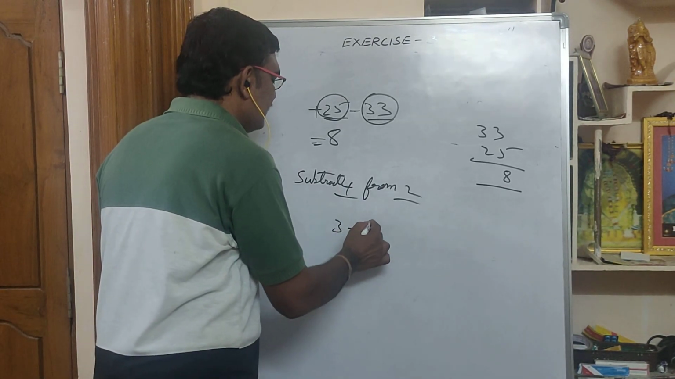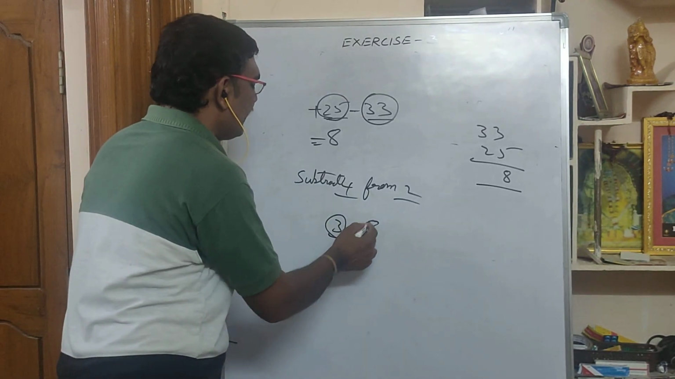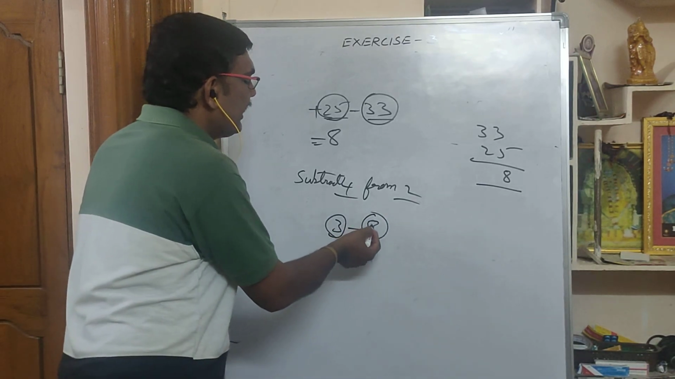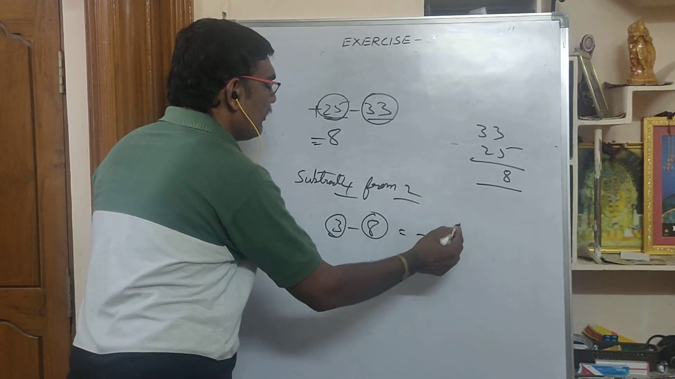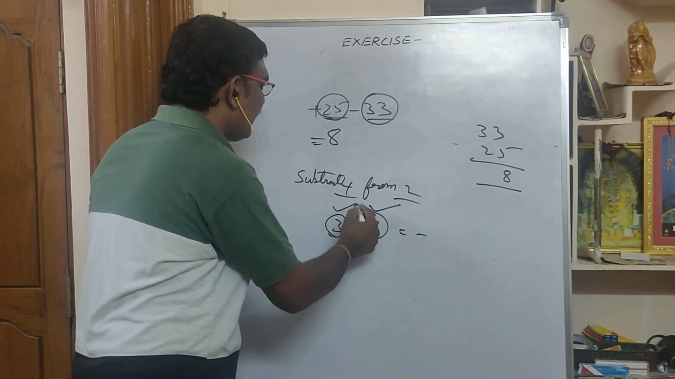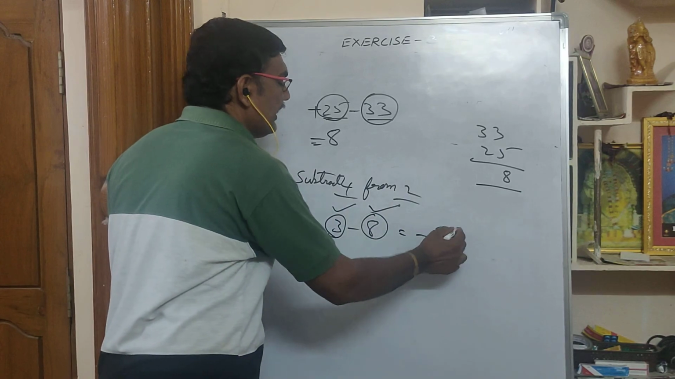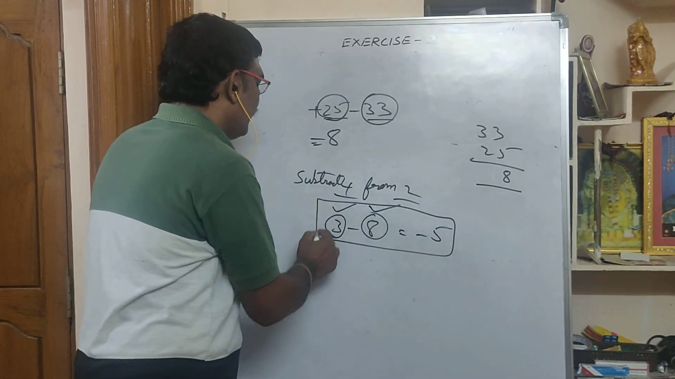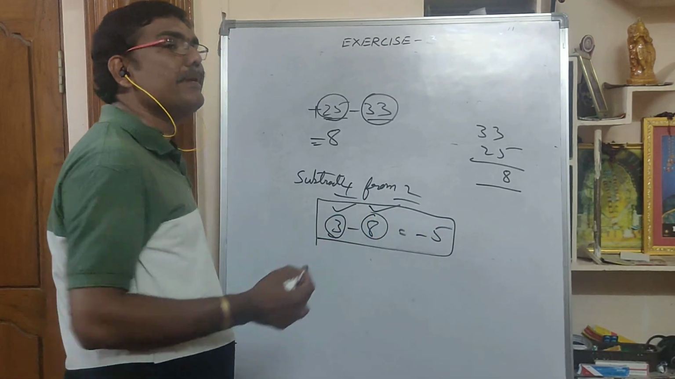So 3 minus 8 is there. 3 is bigger or 8 is bigger? 8 is bigger, obviously. The bigger number has which symbol? Minus. So in the answer you will get minus only. Then from the bigger number subtract the smaller number. From 8 subtract 3. How much will you get? 5.